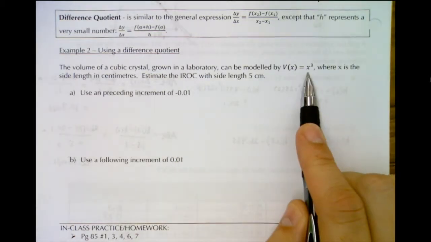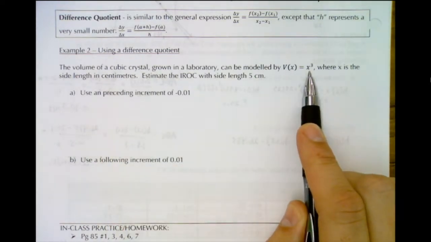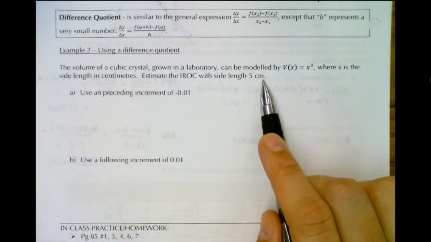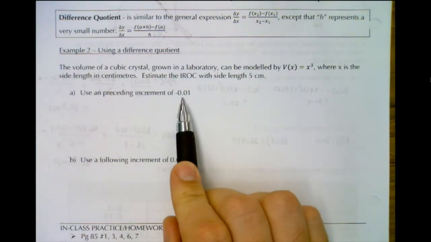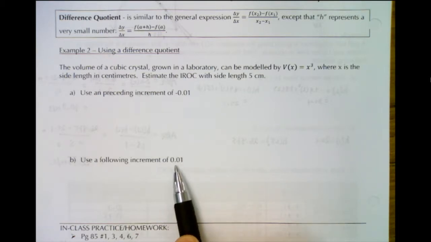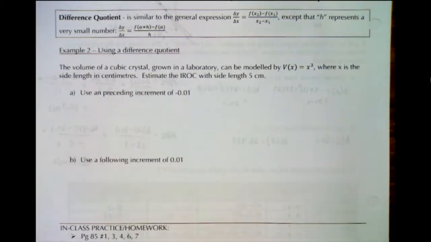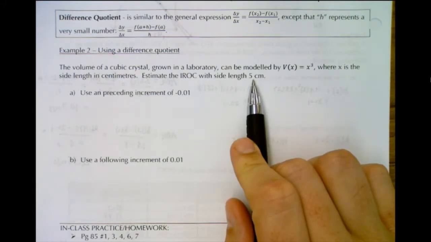Okay, this is obviously a cube. It says cubic crystal because the volume is x cubed, and we want to figure out how quickly it's growing when the side length is 5 centimeters. It suggests we use a preceding increment of negative 0.01 and a following increment of 0.01. What that translates to is, remember when I said to pick a really small interval to the left and to the right of where you're looking for your instantaneous rate of change?